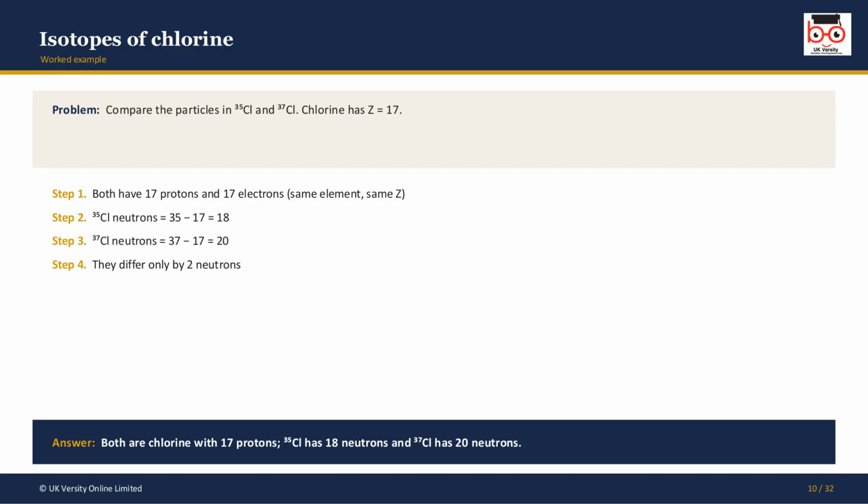Each has 17 protons and 17 electrons, since they're the same element. For chlorine 35, the neutrons are 35 minus 17, so 18. For chlorine 37, it's 37 minus 17, so 20. The only difference between them is those two extra neutrons.